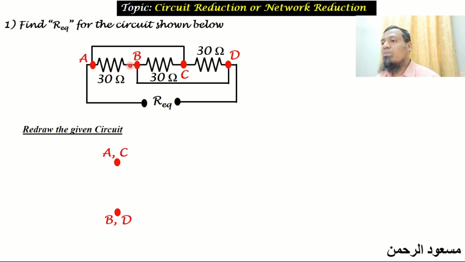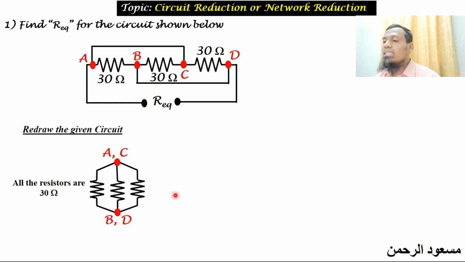There will be a resistance between the points A and B with 30 ohms connected, and there will be another resistance between B and C with 30 ohms. Once again I am saying points A and C are merged together, so there will be one more resistance between the same two points with 30 ohms, like this. And the third resistance between C and D, once again B and D are at the same potential, so we merged them together, and now between C and D you can have one more resistance in this way.